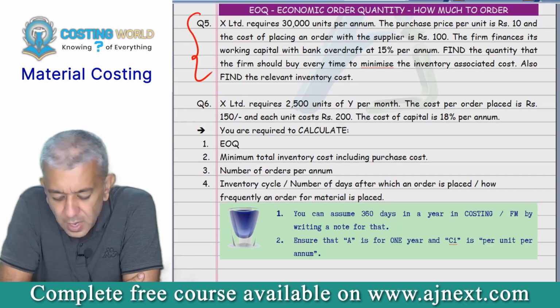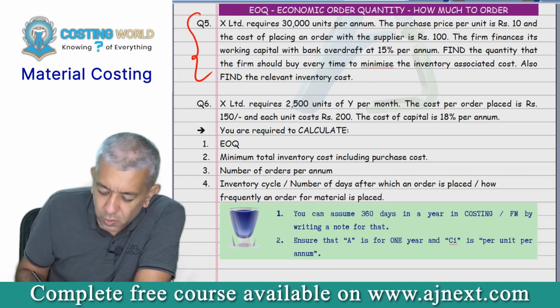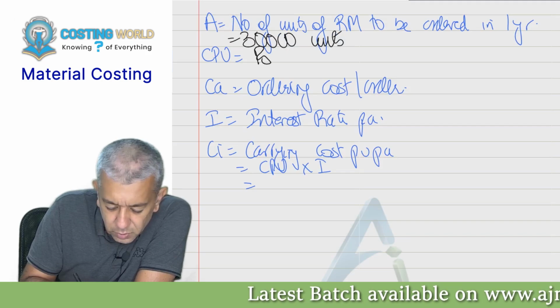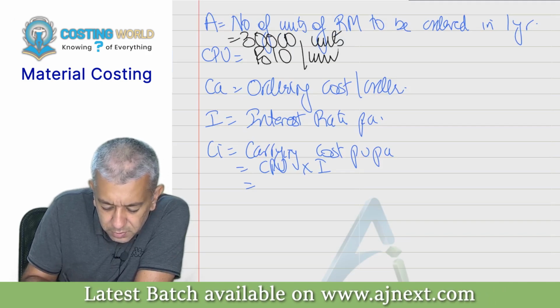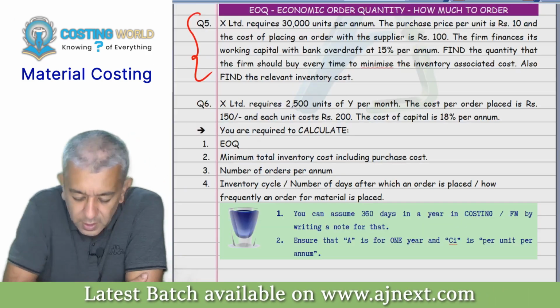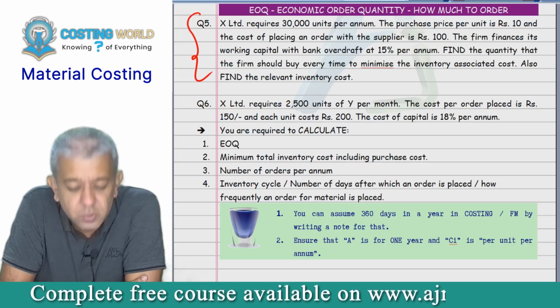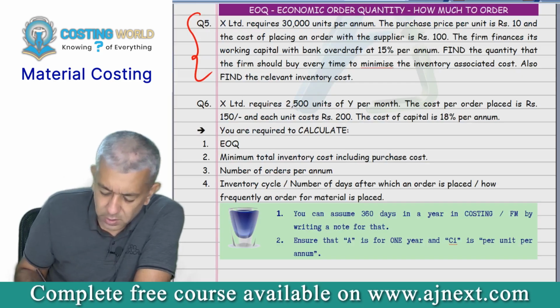Further, the purchase price is rupees 10. What is rupees 10, beta? CPU. Rupees 10 per unit. And the cost of placing an order with a supplier is rupees 100. What is this rupees 100? CA.